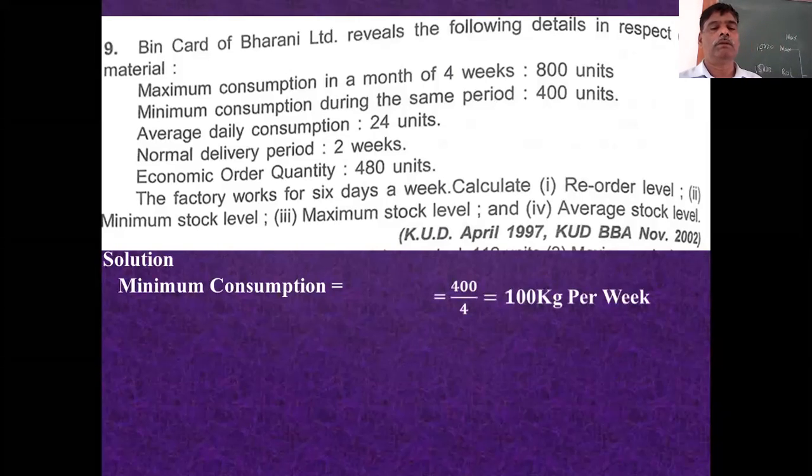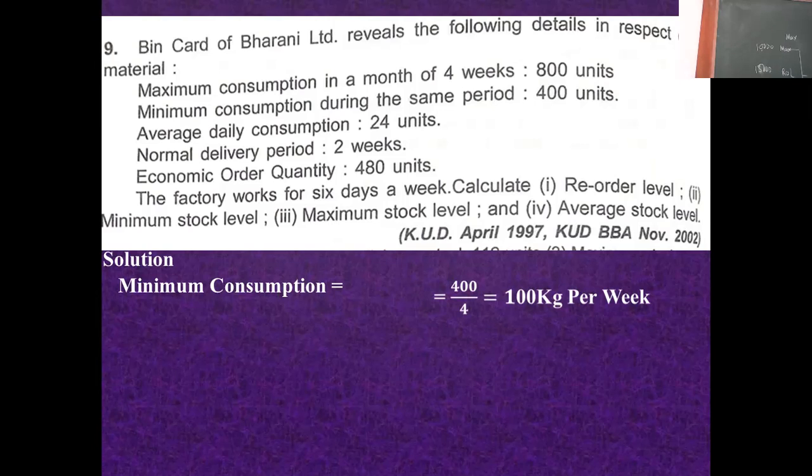Minimum consumption is 400. Okay. 400 is the minimum consumption and that is for a month. Okay, that is for a month. I convert it into week. 400 for the month, for a week is divided by 4. There are 4 weeks in a month, so divide by 4. Weekly consumption is minimum 100 units.